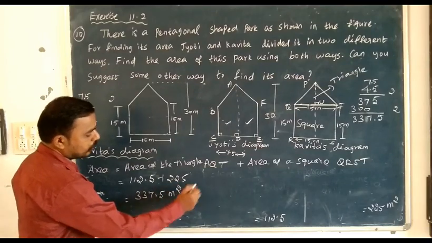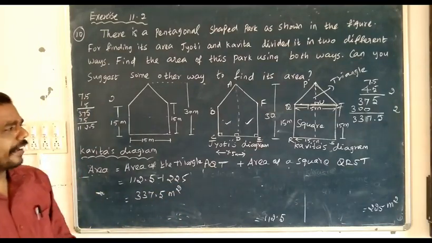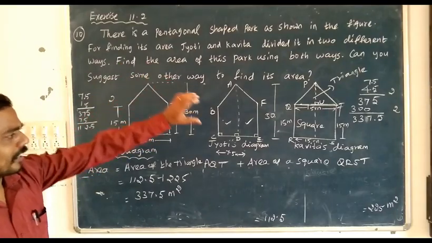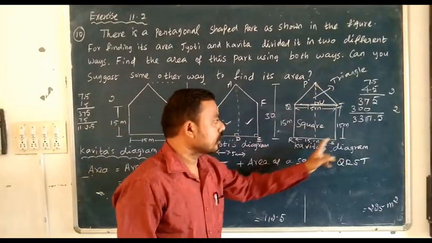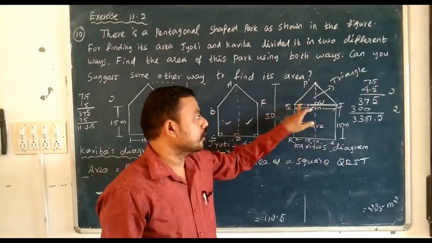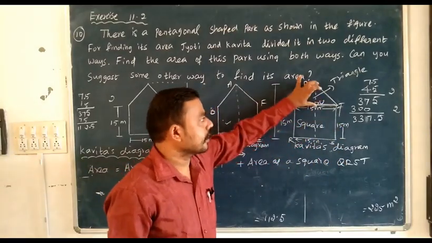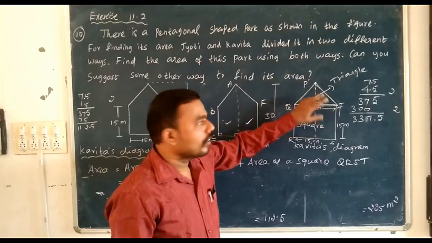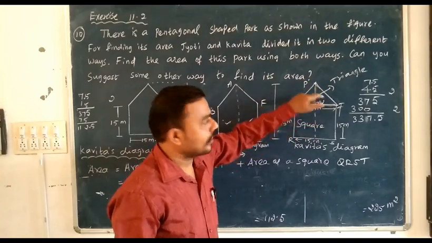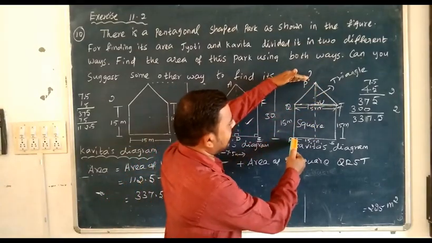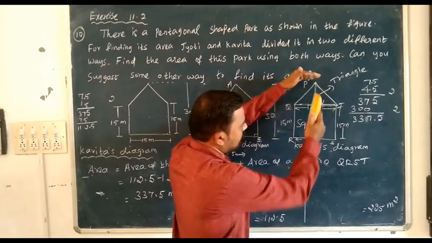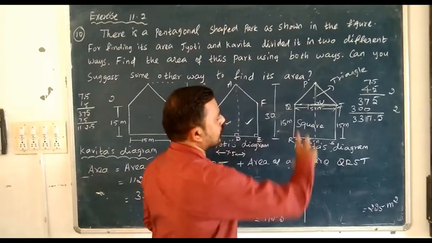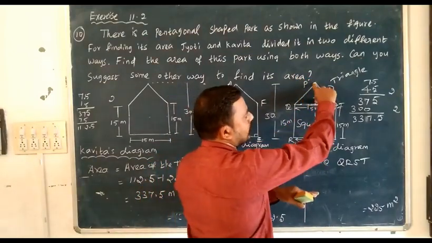337.5 meters square. So the idea is nothing but, for a pentagon diagram, the whole thing is divided into two parts by using this line. So area of the triangle plus area of the square. For that we need height. This one is the height. So 30 minus 15, so 15 meter. This is the height.